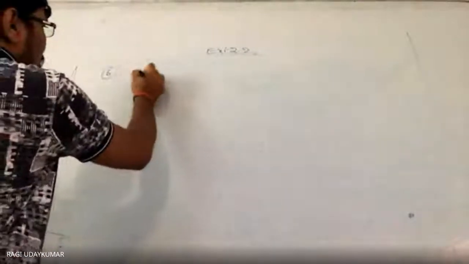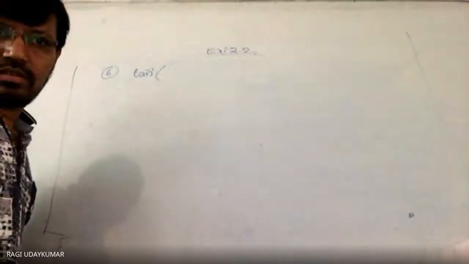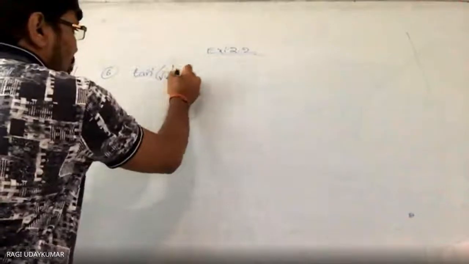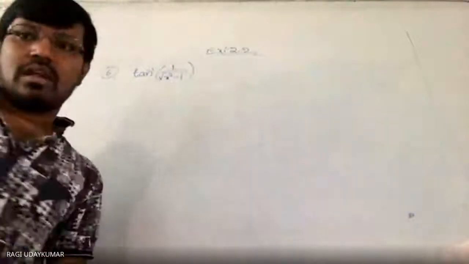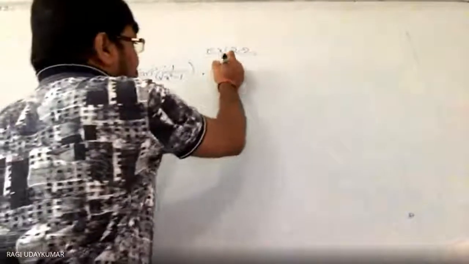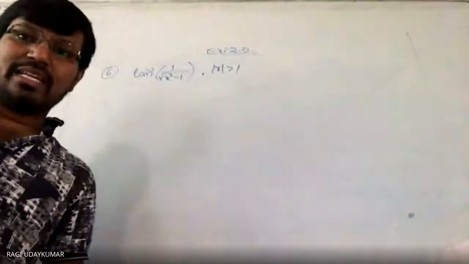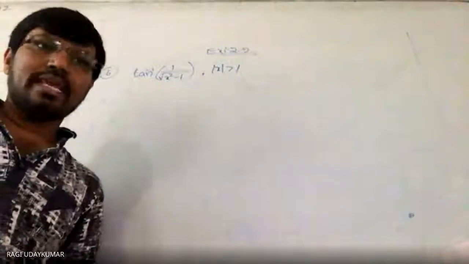Next, the sixth problem is tan inverse of 1 by under root of x square minus 1, and the condition given is modulus of x is greater than 1. Write this function in its simplest form. You can write it easily.